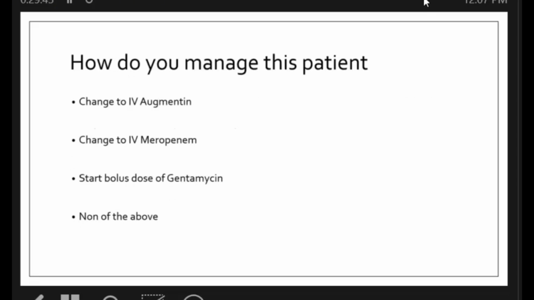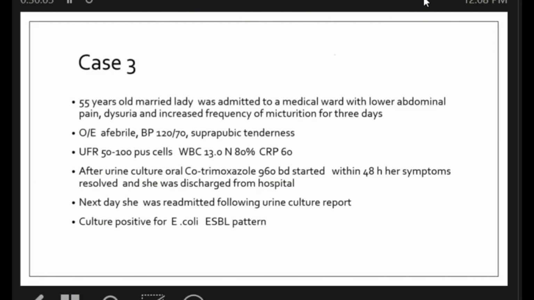So what to do? How do you manage this patient? Whether you change to IV, change to meropenem, or give a bolus of gentamicin, or leave it alone. What do you think? Because sometimes in vitro and in vivo differ, the patient can be completely asymptomatic now with our current treatment, and the patient has completely responded.